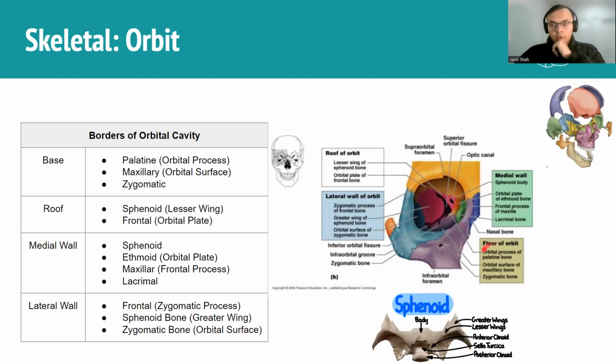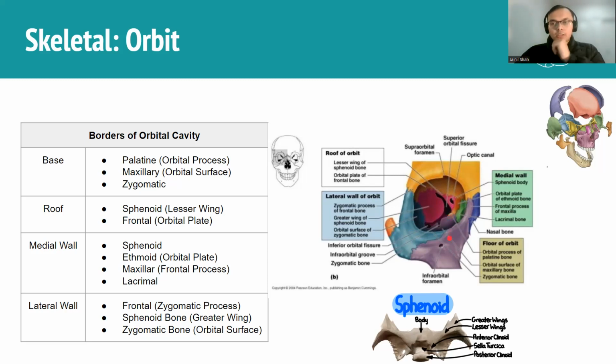So the floor of the orbit is again formed by two of our familiar bones, being the maxillary bone here and the zygomatic bone here. They're going to form the floor inside the orbit. And then a tiny sliver of bone, which is the palatine bone, which makes sense to sit sort of more inferiorly where the palate is. And that's going to form the floor of the orbit. So that's all of the orbit anatomy complete and done.